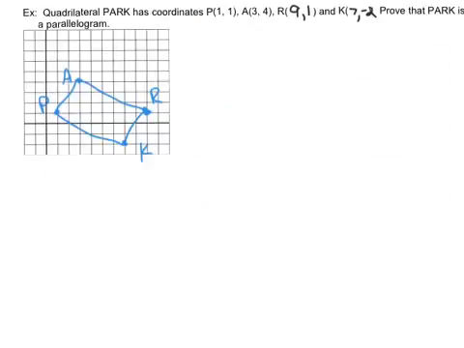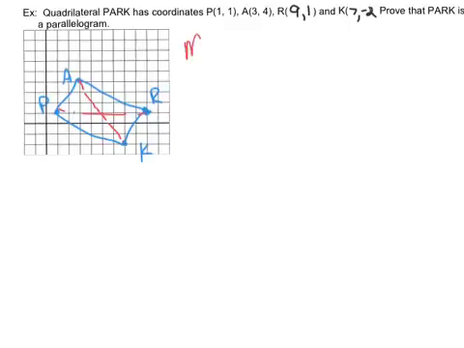So here I have quadrilateral PARK, and I've graphed the coordinates. R is at (9, 1), and K is at (7, negative 2). I want to prove that PARK is a parallelogram. Well, the quickest way to do that is to find the midpoint of AK and PR.